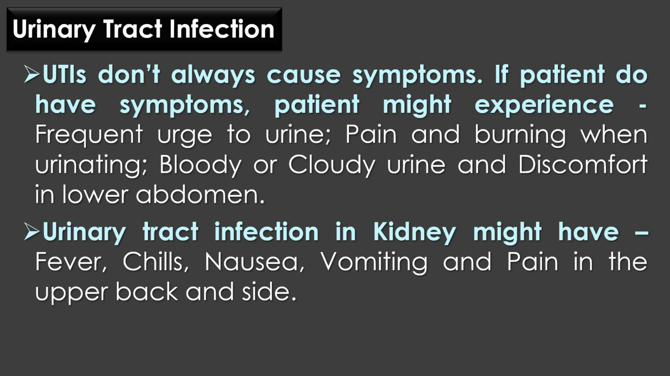The second clinical disease caused by the Klebsiella pneumoniae is urinary tract infection. Urinary tract infection does not always cause symptoms. If patients do have symptoms, they might experience frequent urge to urinate, pain and burning when urinating, bloody or cloudy urine, and discomfort in the lower abdomen. Urinary tract infection in the kidney might have fever, chills, nausea, vomiting, and pain in the upper back and side.